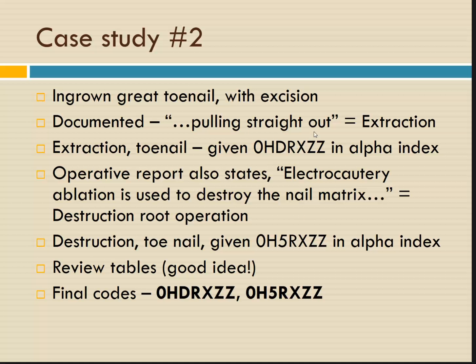In addition to pulling out the nail, the physician also documents that he or she did electrocautery on the matrix component. Electrocautery is a different surgical approach, different device. We're going to use the root operation of destruction for that one. Destruction, then toenail. And then we are also, in this case, given a complete code again in the alpha. 0H5RXZZ. And again, you end up having 2 codes for this particular procedure of removing this patient's persistently ingrowing great toenail.